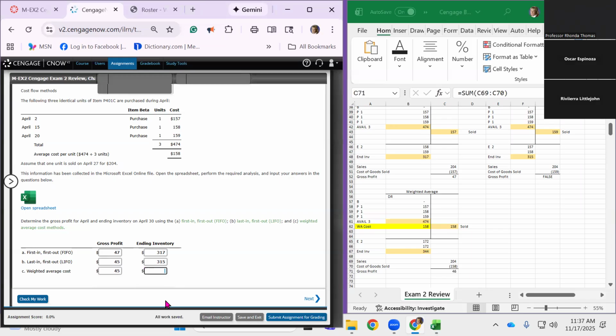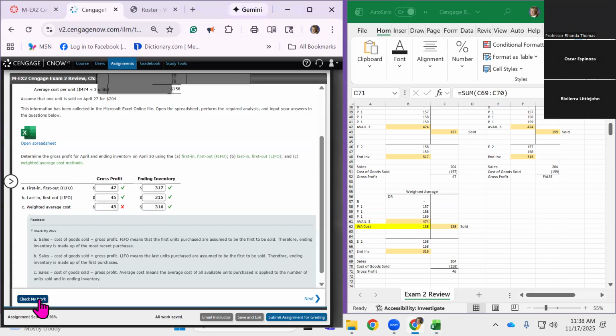And then 45 plus what? Okay, 45 plus, so let me put this on here, 158 is the average cost. So it looks like 316. Yeah, 316. All right. And then, like I said, I want to add up 158. So 46 is the gross profit from that one.